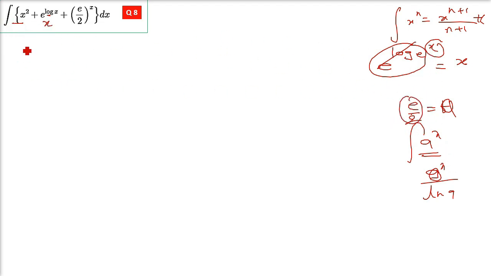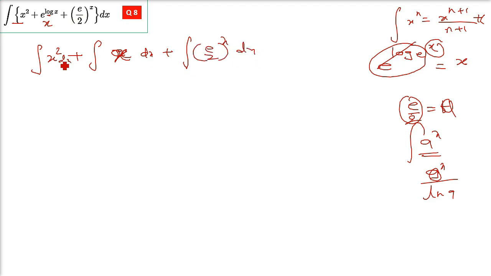So we have dx along with this. So integration of x square plus integration of e raised log x. I told you it's only x. And the next one, everywhere dx is already embedded. So e by 2 is a constant. A raised x, we'll use the formula here. X square is x cube by 3.